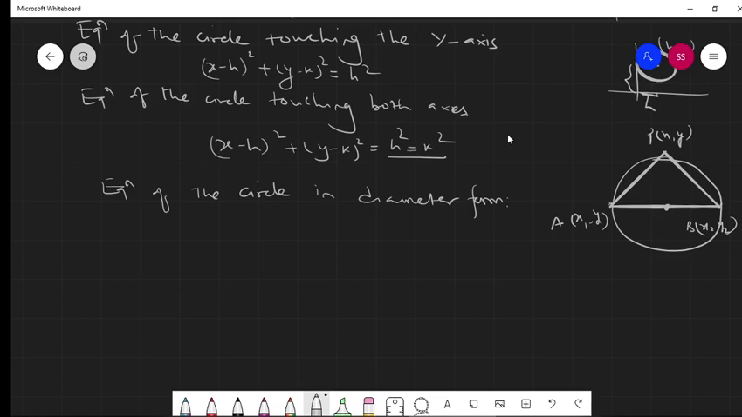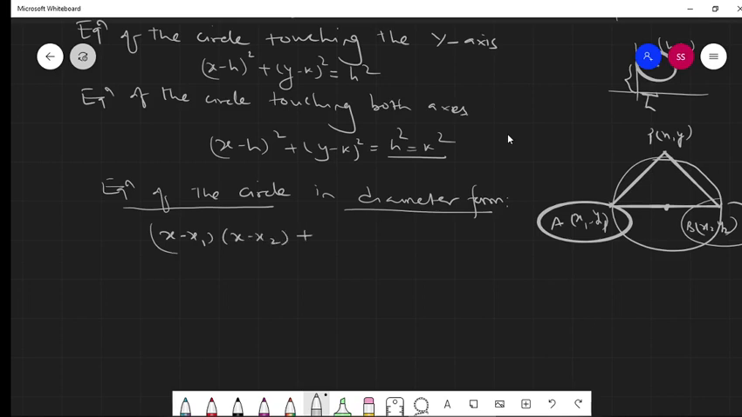For this case, equation of the circle in diameter form is, x1, y1 and x2, y2 are the endpoints of the diameter. Then the equation is x minus x1, x minus x2, plus y minus y1, y minus y2 equal to 0, if these two points are the endpoints of the diameter whose coordinates are x1, y1 and x2, y2.